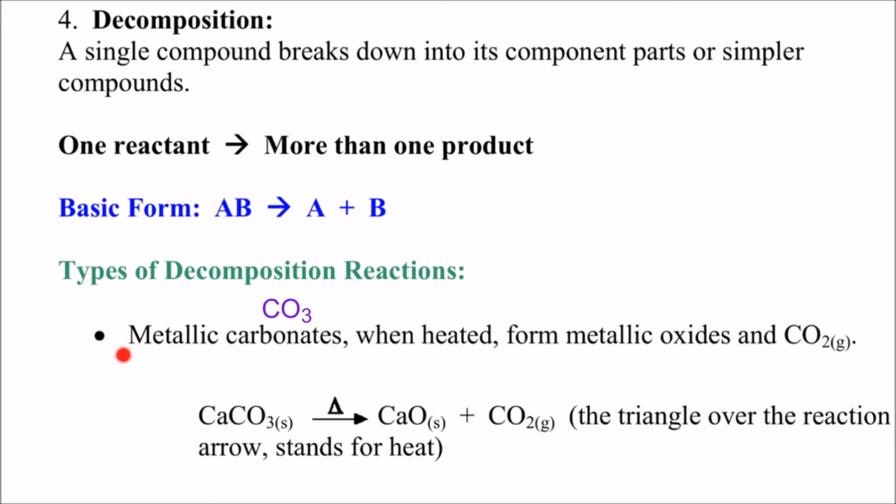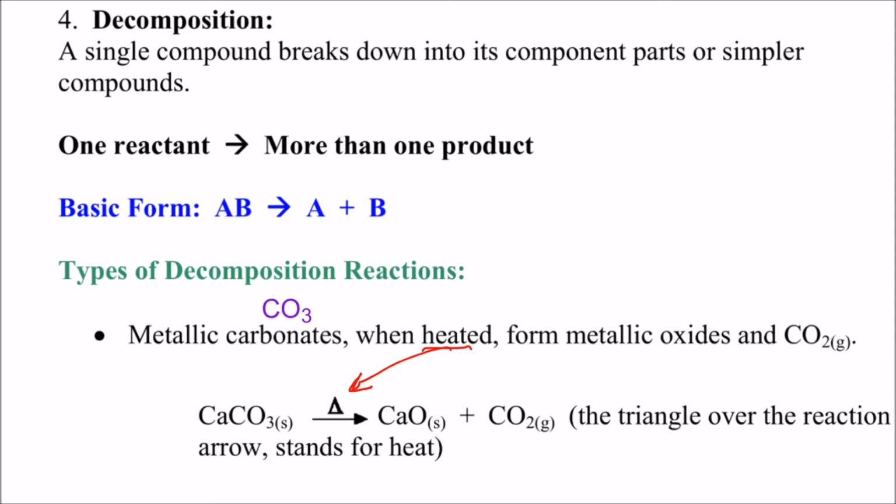So we're just going to take a metal and attach it to the CO3 ion, and that's going to give us a metallic carbonate. Okay? Anyways, when you heat that, you get a metallic oxide and carbon dioxide every single time. It doesn't matter what the metal is, it's just going to stay the same. Now, heated right here, that's what this triangle represents. Okay? So anytime you see a triangle over your reaction arrow, that means heated.